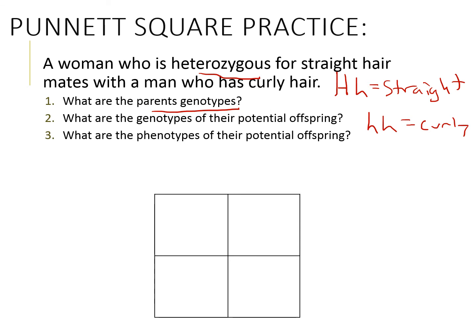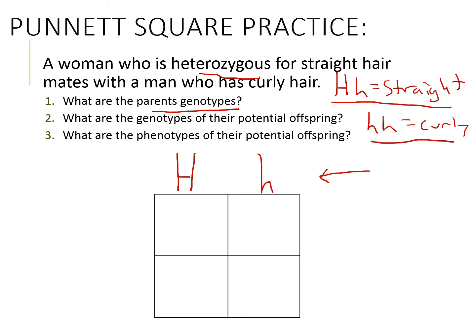Let's consider the woman. Big H, little H, she is heterozygous for straight hair. So half the time, she will produce a gamete that has a big H. Half the time, she will produce a gamete that has a little H. So what is shown there is the potential gametes from one parent. Let's consider the other parent.